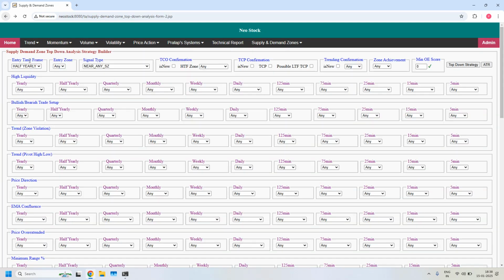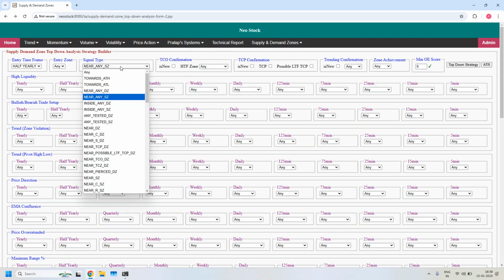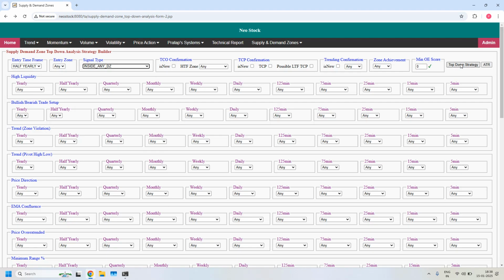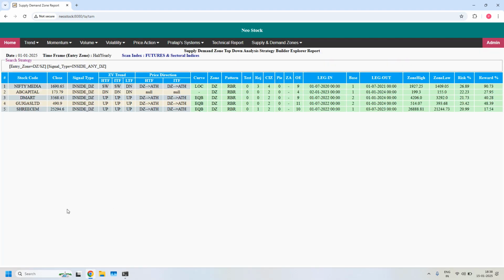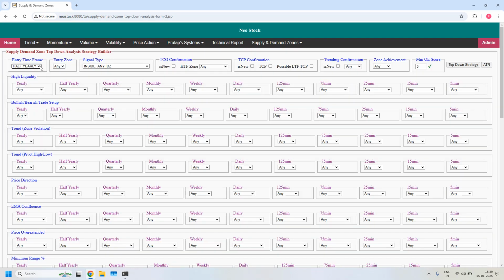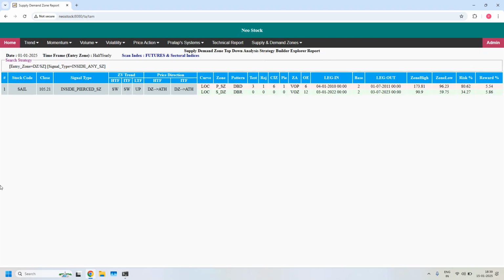Next, half yearly time frame. Price closed inside half yearly demand zone. 5 stocks are filtered. Next, half yearly time frame. Price closed inside half yearly supply zone. 1 stock is filtered.